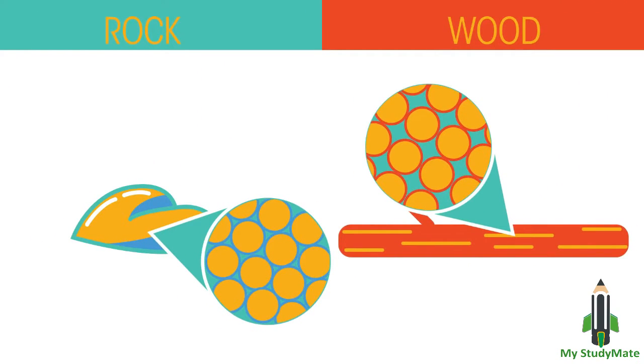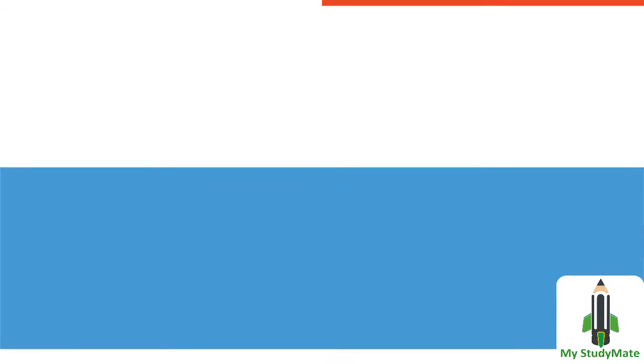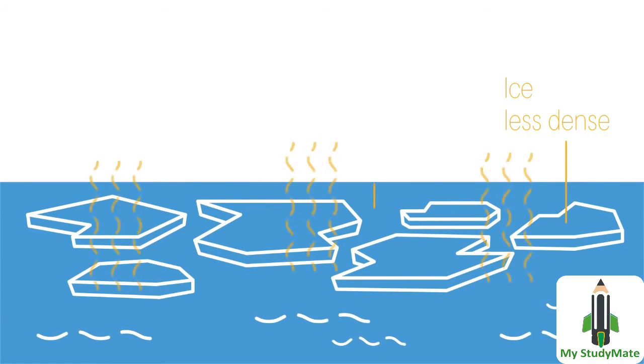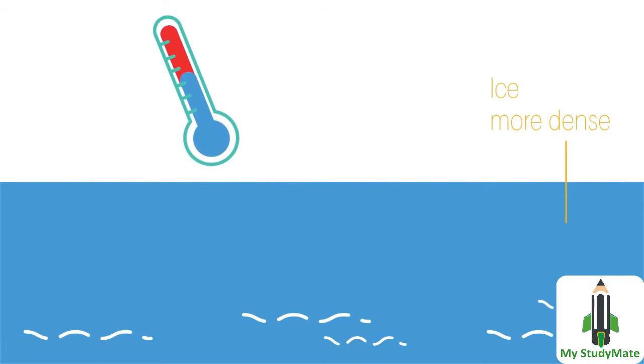A final thought. Think of icebergs. They float on water. So solid ice is less dense than liquid seawater. When the ice melts, so it changes temperature, it becomes more dense and so mixes with seawater. This means the temperature does affect density.